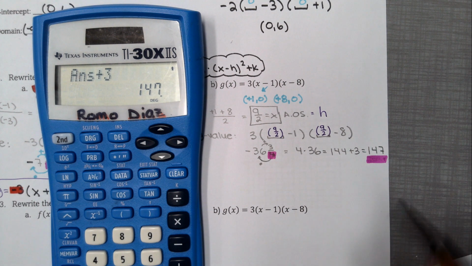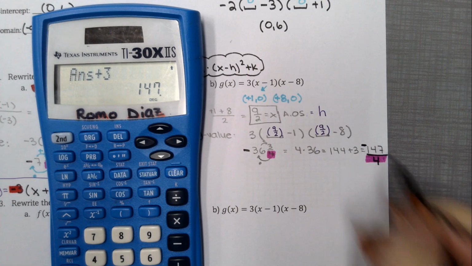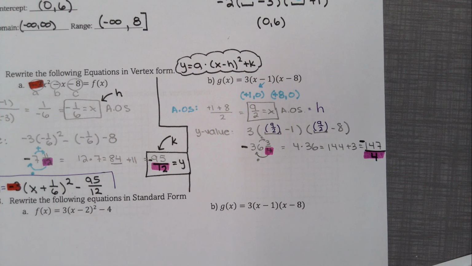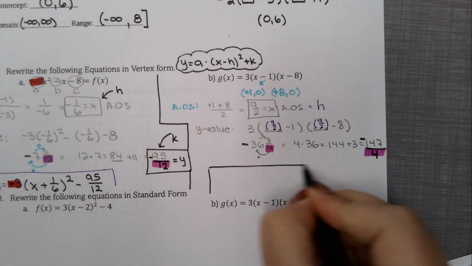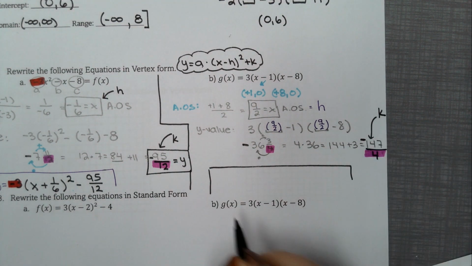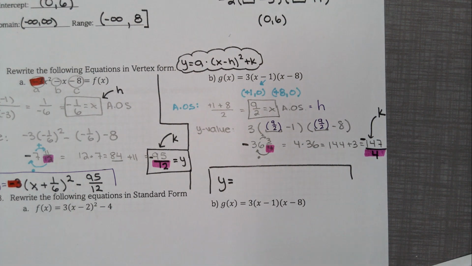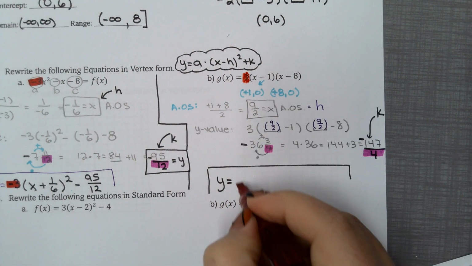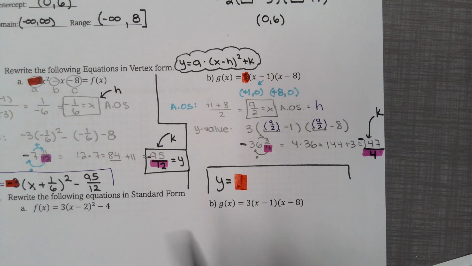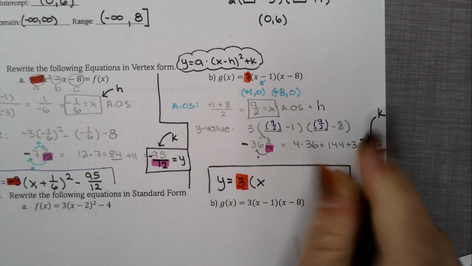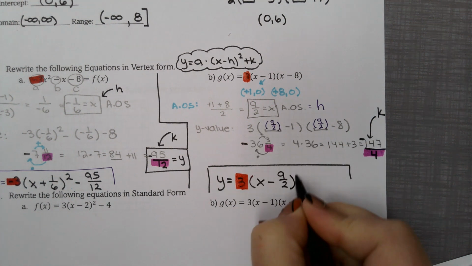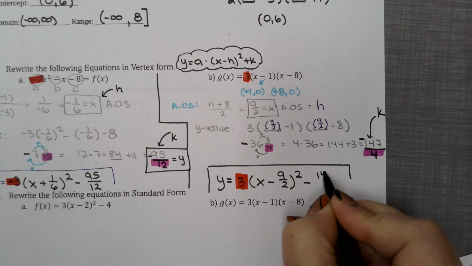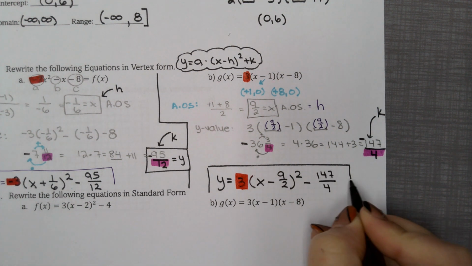And then that original negative, I'm also going to place on that negative 147 over 4. So how does our equation look? This is our k value. Here's our h value. So y equals, our a value is going to come from the original equation, in this case, it's 3. Then we have x minus h, so the opposite of what we see for h. I'm going to write a negative 9/2, square it, and then negative 147 over 4 as our k value, and that is our equation.